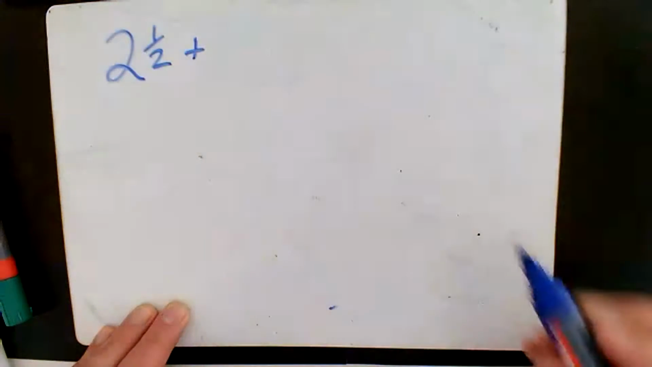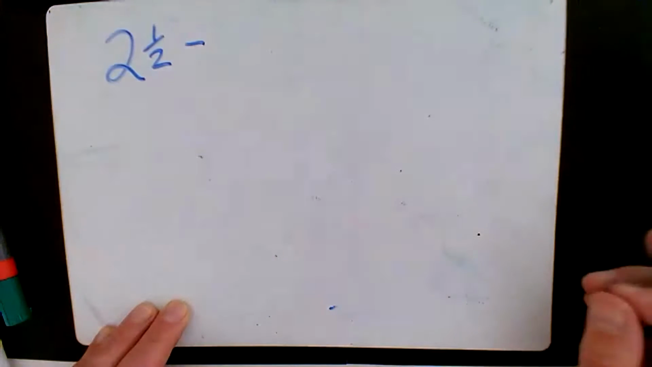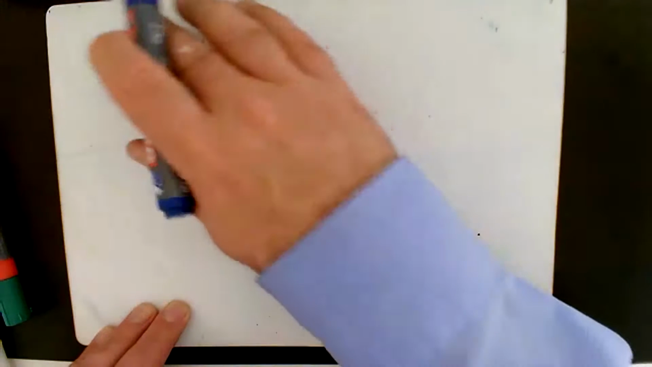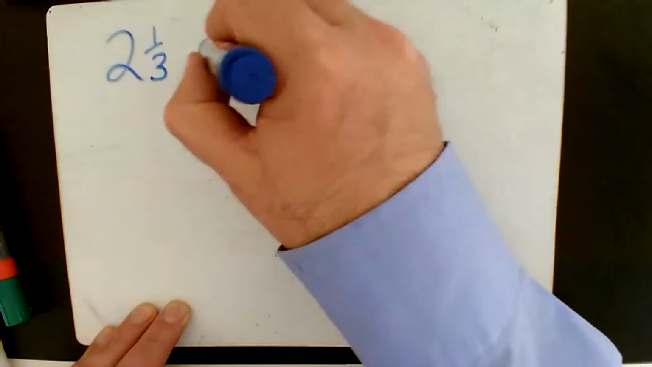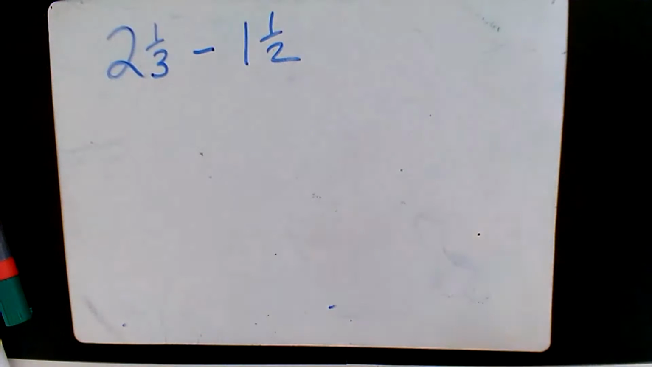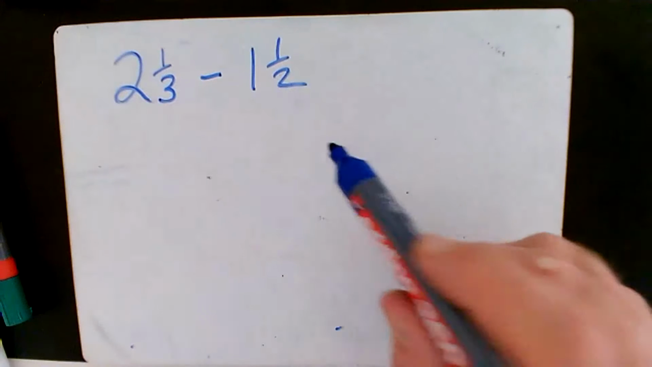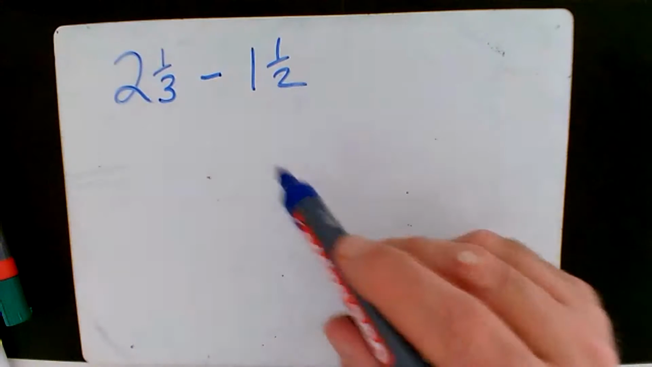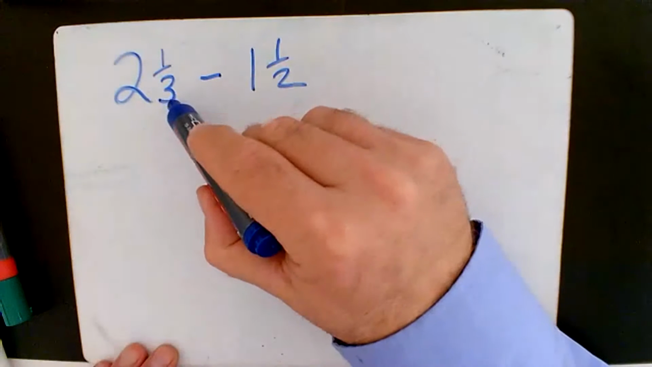So let's go with 2 1/3 minus 1.5. Now, these are different to the last ones. We can't do 2 take away 1 here. These ones we have to put into an improper fraction first.